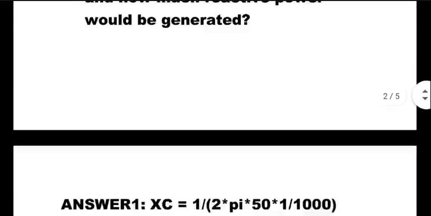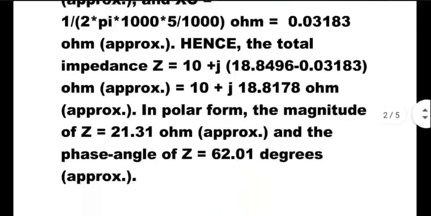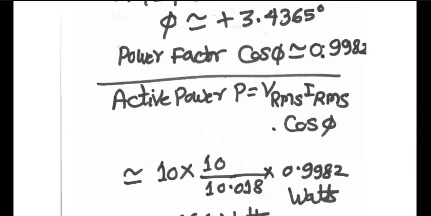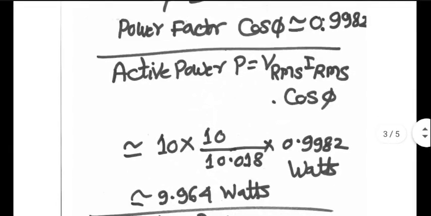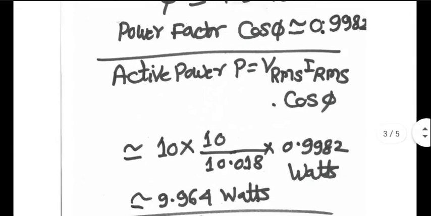Okay. So what do they want? Power factor is one thing. How much active power and how much reactive power is being produced? Okay, that is the question. Active power is simply Vrms, Irms, cos phi. We have seen that in the derivations for a series RLC circuit. Vrms is given as 10 volt. Irms will be 10 volt divided by magnitude of Z, which is 10.018 ohm. And cos phi, we have already calculated as 0.9982. So you put the values. The active power turns out to be 9.964 watts approximately. It is also called real power, or average power.